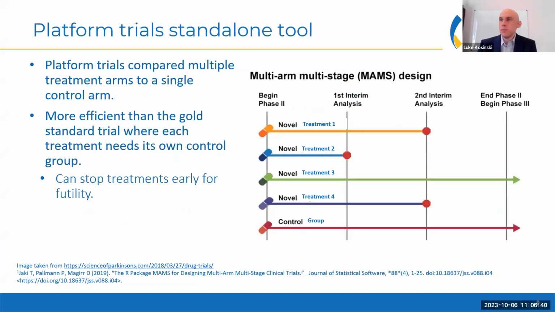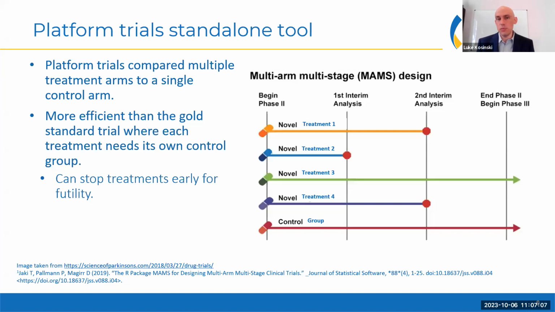Okay, so the next method I'll talk about is platform trials. And again, this is just a very brief introduction. Dr. Colin Hovinga in a later talk will discuss this in more depth. The basic idea here is that with the typical gold standard trial, we have a single treatment compared to a single control arm. Here, with a platform trial, we have multiple treatments compared to a single control arm. And they're usually set up in these multi-arm, multi-stage designs where we have interim analyses that are done.